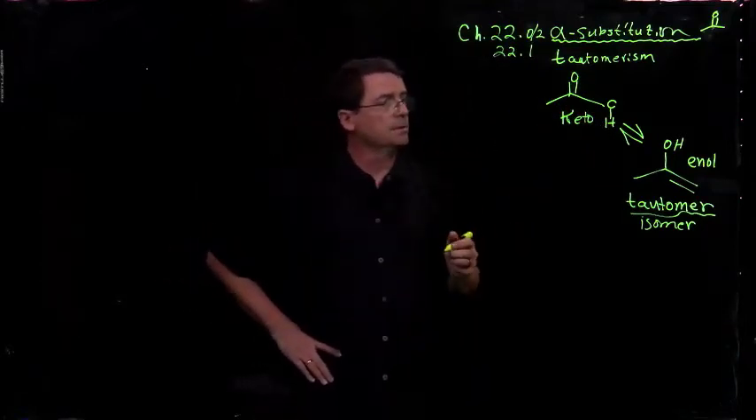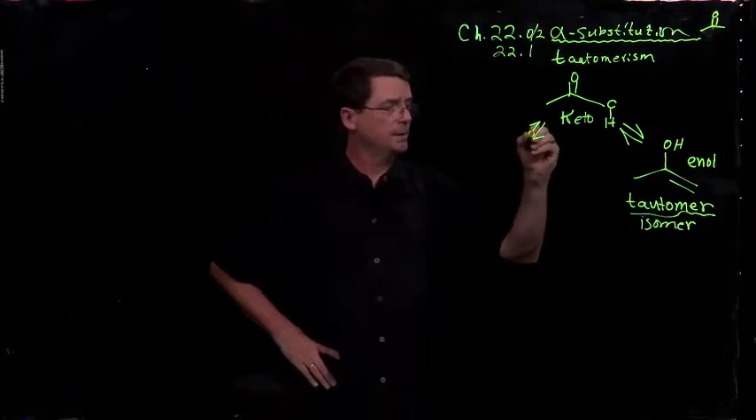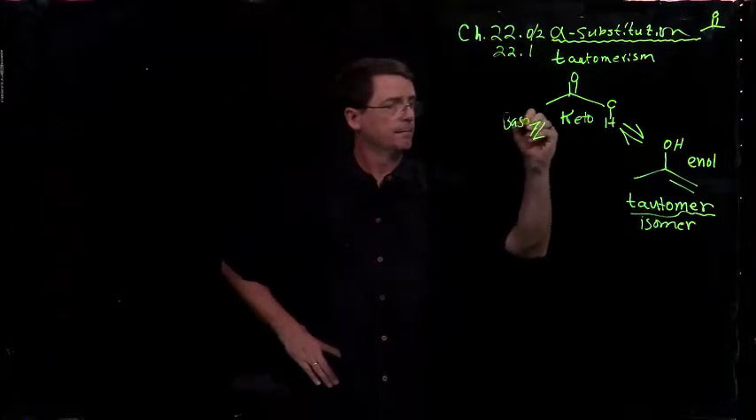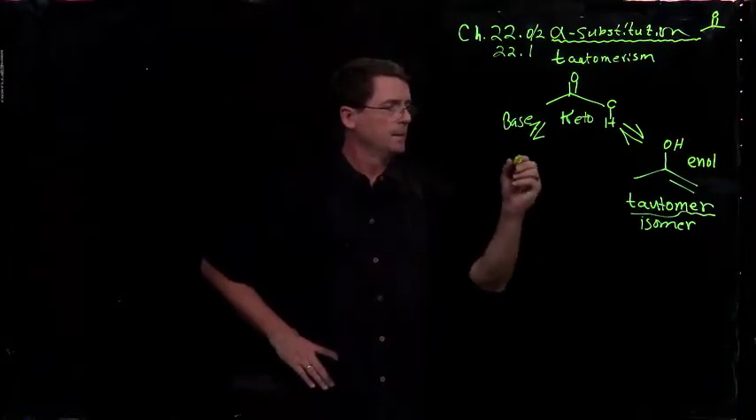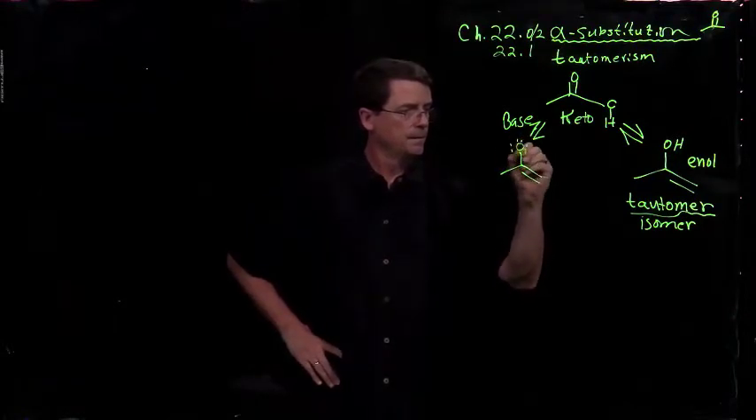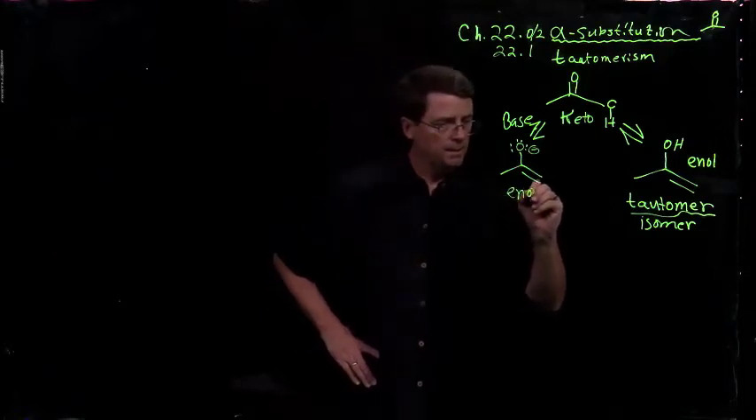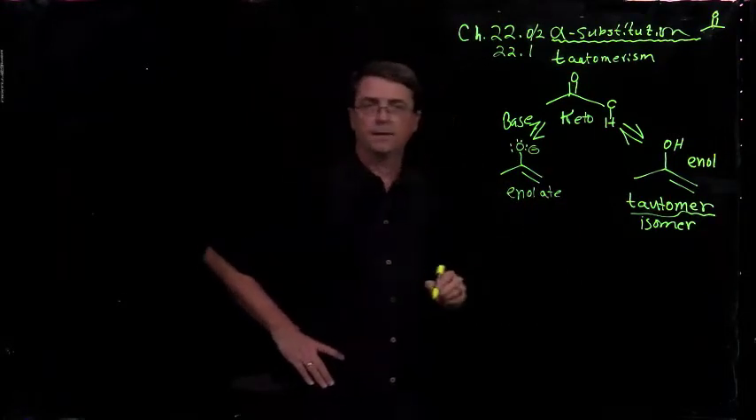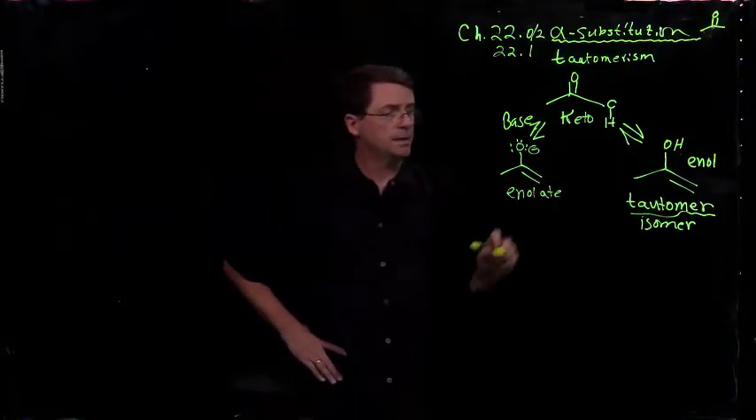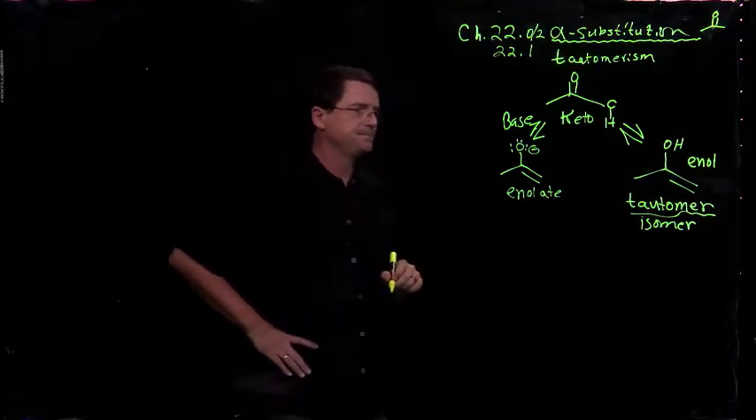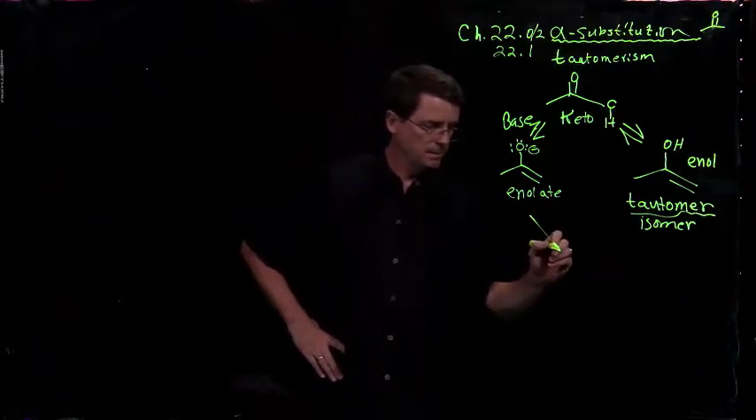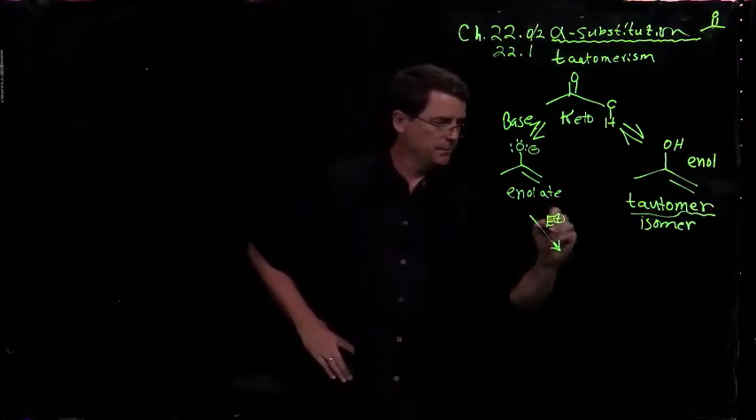What we will also learn that's especially important in this chapter is that we can deprotonate with a base, and we form the enolate. Like if we had methoxide or something, it deprotonates the enol. This is the enolate form. Both of these react with electrophiles.